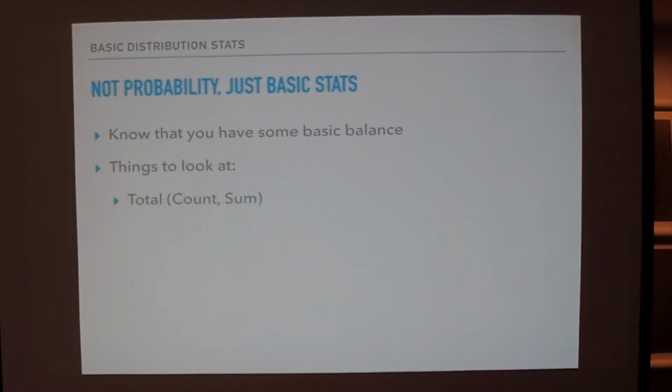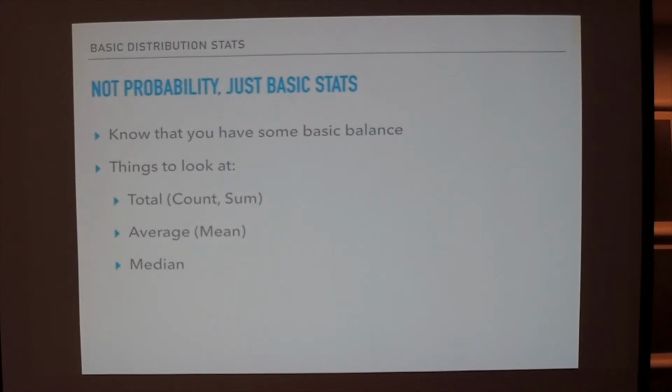So we're going to talk about distribution stats. This is not about probability yet. We'll get into probability in a second. Distribution stats are just collecting basic numbers about your game. So this is like how many components of a given type do you have, right? Also a total, a count, a sum, that sort of thing. The average values across all of those components. A median.